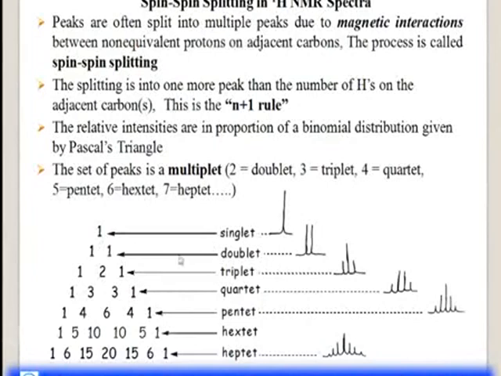If it is a singlet, the intensity will be a single peak. For a doublet, the intensities will be equivalent, a 1:1 ratio. For a triplet, it will be 1:2:1. You can see the intensity of the middle one will be double with respect to the adjacent ones. For a quartet, we get 1:3:3:1. For a pentet, we get 1:4:6:4:1. This kind of pentet has 1, 2, 3, 4, 5 peaks. Similarly for hextet and heptet, and so on.